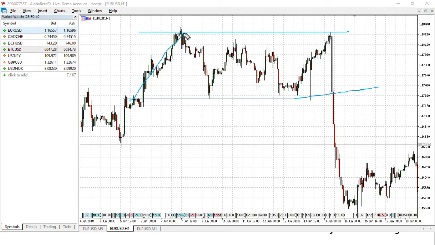The market has gone all the way up, but it has not been able to cross this line. The market has come back and fallen to this support line. If we change the color, it will be helpful to understand.